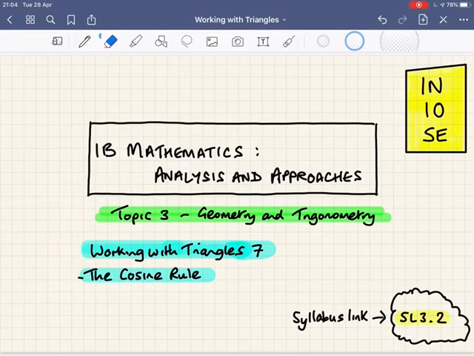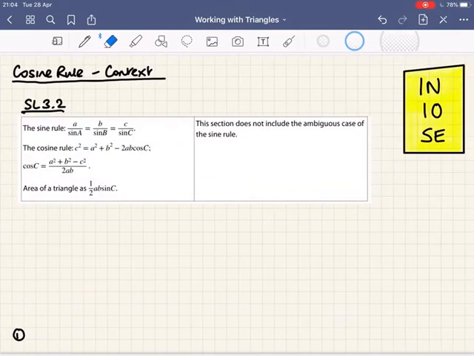Hello and welcome to this IB Maths Intense session, working with triangles, our 7th video on this third topic of geometry and trigonometry and working with triangles. And this time we're going to be taking a look at the cosine rule, which we can find in the syllabus under SL 3.2. And there it is.